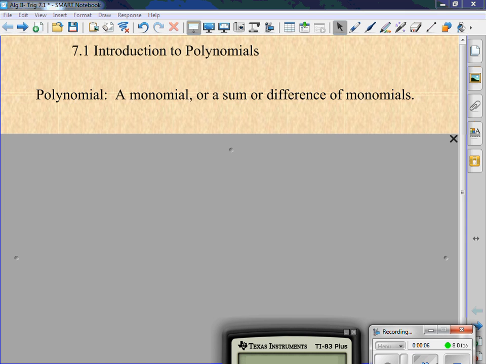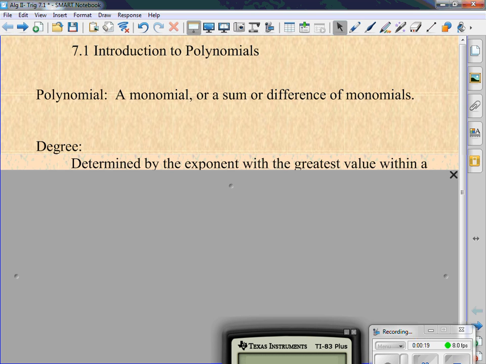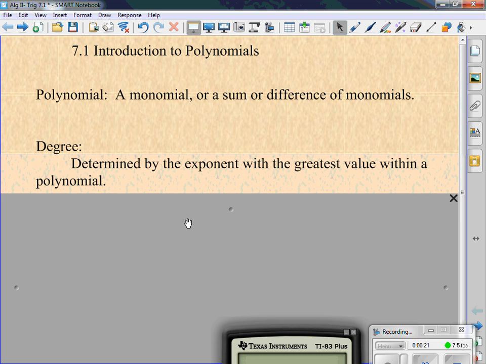7.1 Introduction to Polynomials. A polynomial is a monomial or a sum or difference of monomials. When we're talking about polynomials, first thing we're going to say is degree. The degree is determined by the highest exponent of the greatest value within a polynomial.